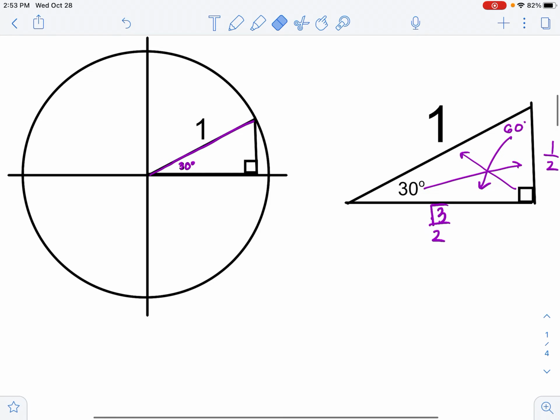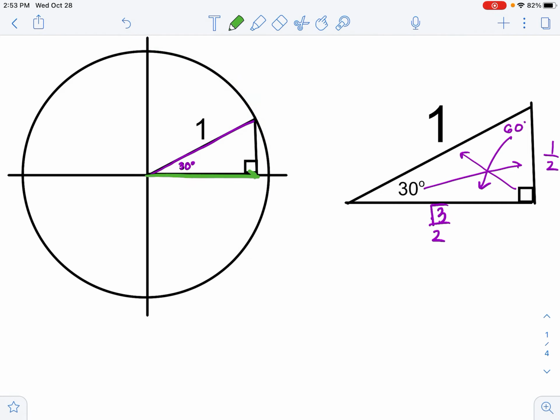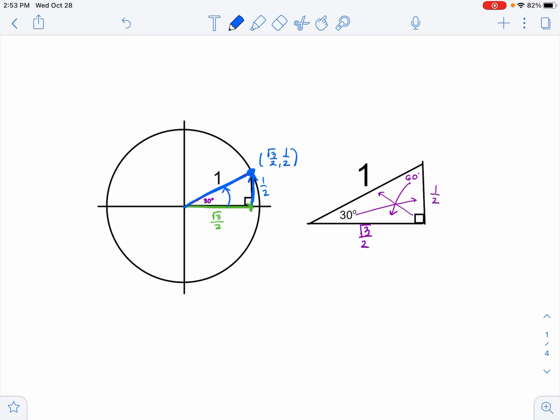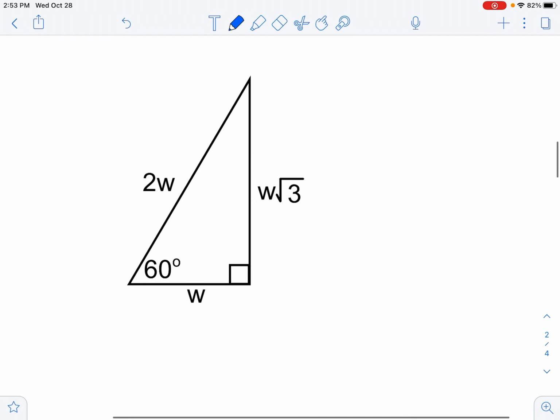Now what we can do, I'm going to get rid of that, is that this distance right here, over to that point right there, is root 3 over 2. And then this distance up right here is 1/2. So this ordered pair point right here is root 3 over 2, 1/2. Okay, so for a 30-degree reference angle on the unit circle, the location of the ordered pair point right there is root 3 over 2, 1/2. We'll put this all into the unit circle momentarily. We'll put it into the first quadrant.